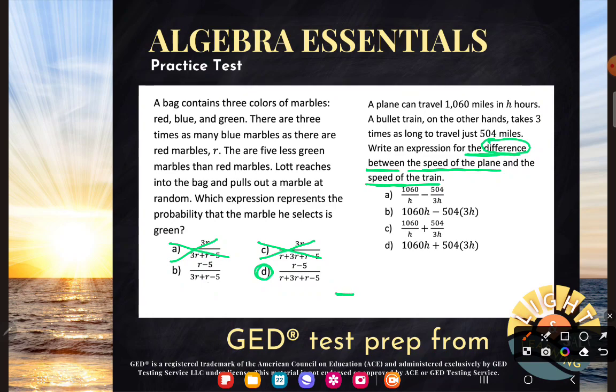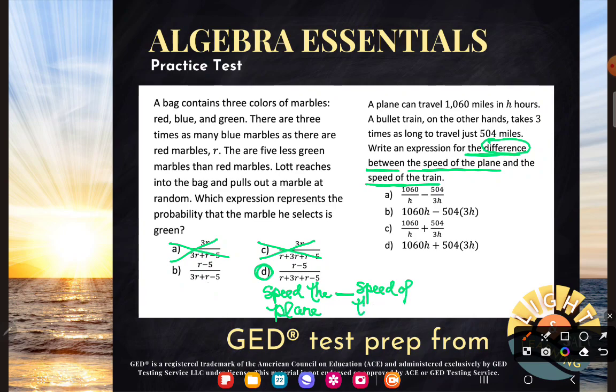Now, what things are we going to subtract? The speed of the plane. And difference is always positive, so I need to make sure the bigger number goes first. Well, guess what? I bet this plane travels faster than the train, huh? So speed of the plane and the speed of the train. And so the second thing would be speed of the train.